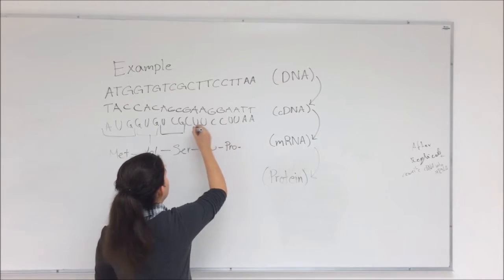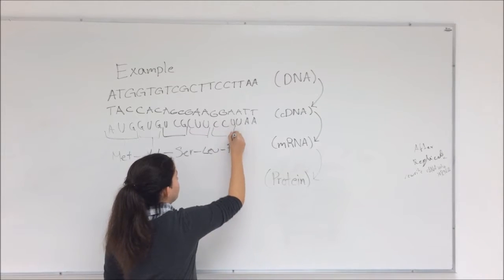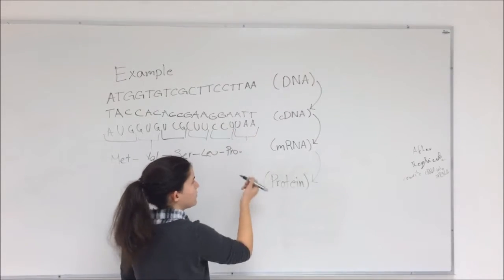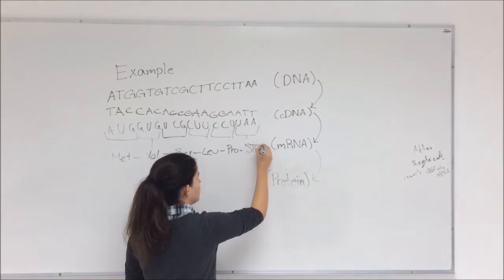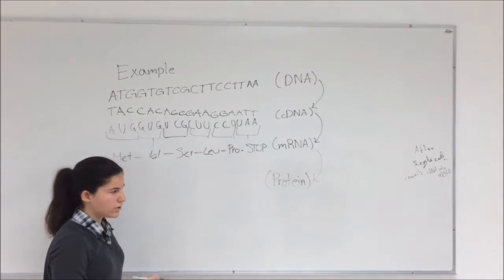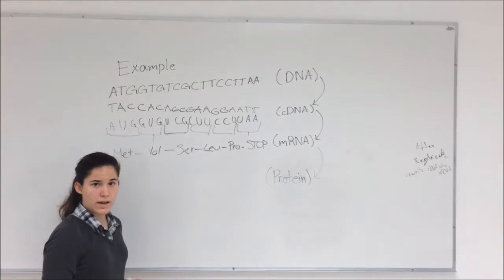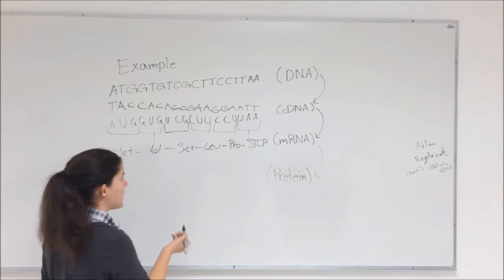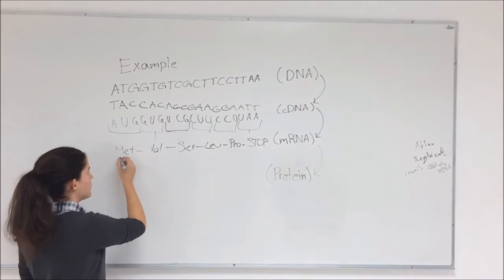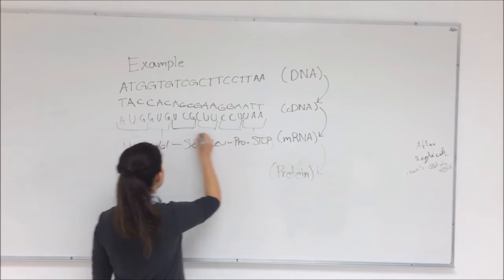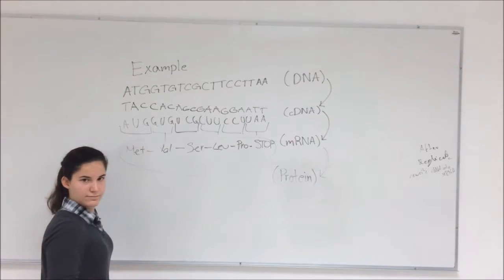And finally, when it reaches the last code, this codes for stop. So it's the signal for the tRNA to stop bringing amino acids and to stop producing the protein. So this is the final protein, and yeah.